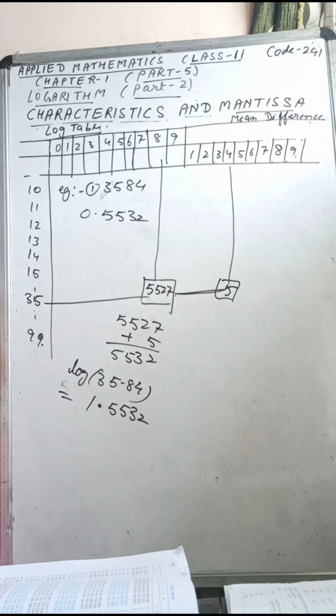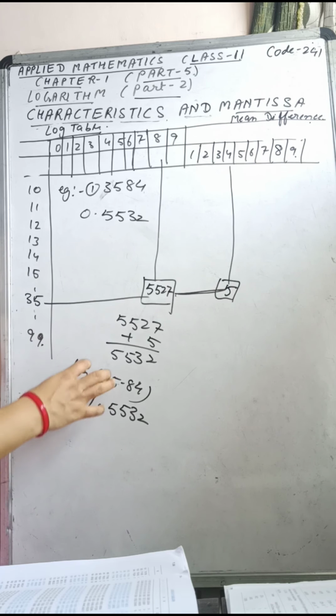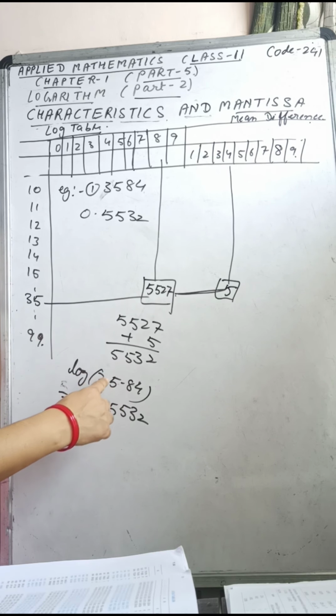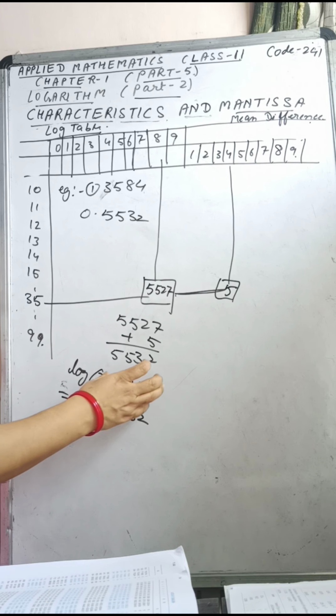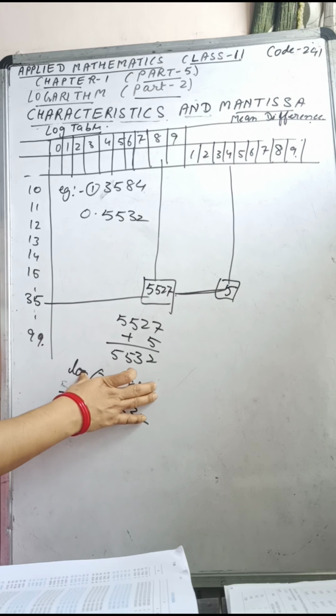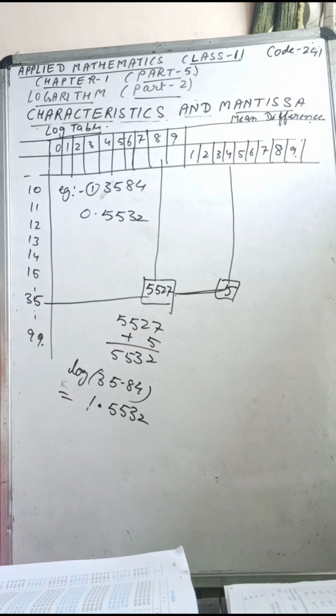The characteristic is the integral part, expressed in standard form. The integral part is the characteristic and the decimal part is the mantissa. Mantissa we calculate from the log table. I think to some extent you understand. Let us do one more example.